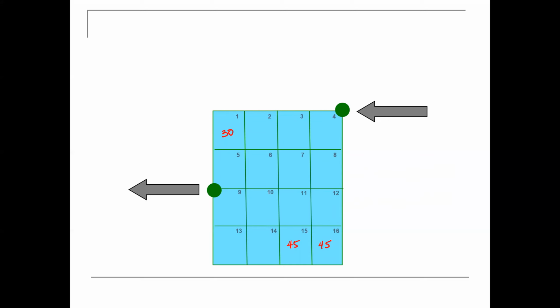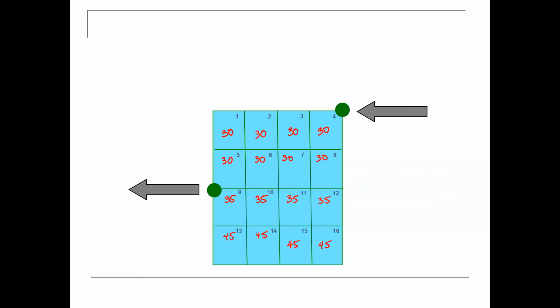So for 2, this is going to be 30. For 3, this is also 30. For 4, this is also 30. Actually, for this and this and this and this, we have 30. We have 35 here, 35, 35, 35, and 45, and 45. So those are the values for the F value for each one of the cells.